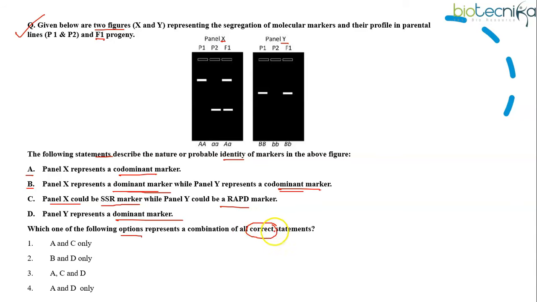Now you have to find out which one of the following options represents a combination of all correct statements. To answer this question, you need to be familiar with the concept of codominant and dominant markers. As I mentioned earlier, this concept is very, very important, and usually questions are framed on it. Terminology should be clear. Also, you need to be familiar with what SSR and RAPD markers are, and other markers can be mentioned like RFLP, AFLP, SNP. So you should be familiar with all types of markers, and you also need to learn the strategy of analyzing the band profile.